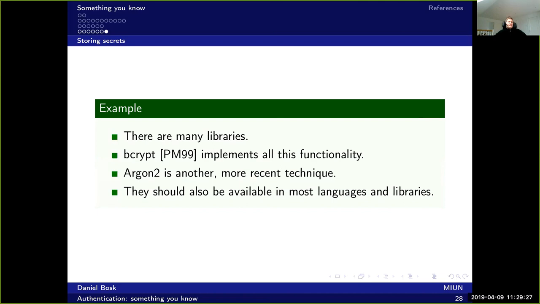Now, there are a lot of various libraries which implement these hash functions to use for passwords. So for instance, bcrypt is a very well-known library for this, available in most systems. Argon2 is another one which is more recently proposed, chosen in a competition held by the Password Hashing Competition, and they should be available in most languages and libraries, so these can be used securely whenever you need to store passwords.